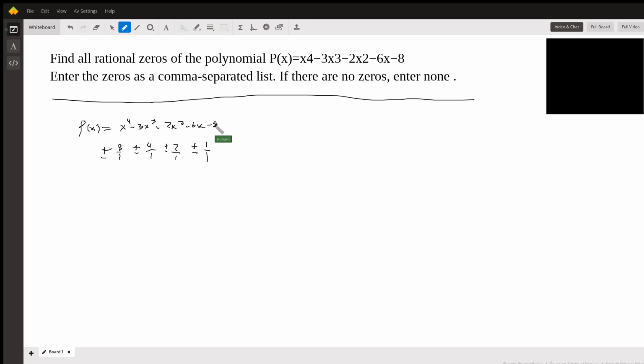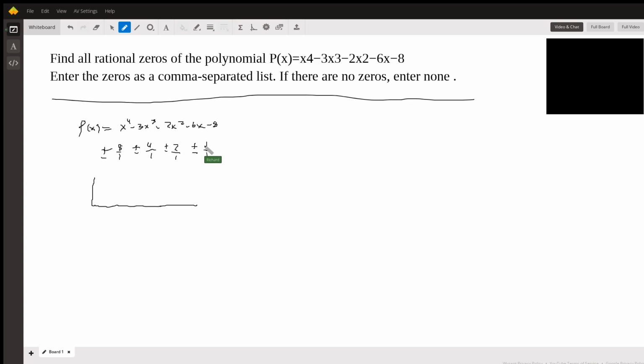So positive 1's not going to work, but negative 1 might work, because that becomes a positive 3 and a positive 6, which is 9, minus 2, 7, plus 1 is 8. So 8 minus 8 is 0. So that will work. So let's go ahead with this one, and we're going to use synthetic division and set that up.